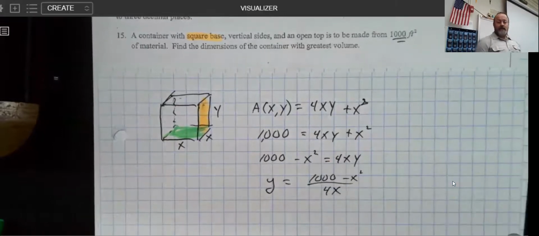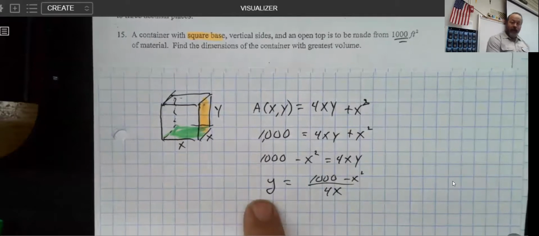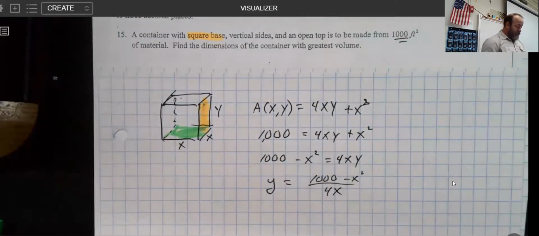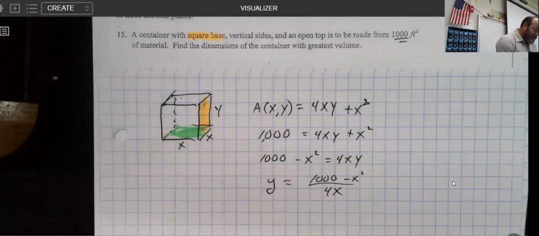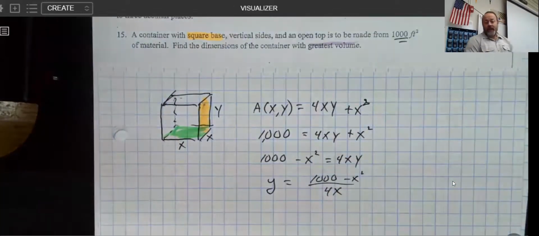So clearly as X gets bigger or smaller, it changes the value of Y. Bigger X's give less Y, bigger Y's give less X. Okay, that's fine. Now I have a relationship between X and Y, but what do I do now? They actually gave me something else that I haven't looked at yet. I've been using the idea of area throughout this problem, but the question does not ask about area. It says let's find the dimensions with the greatest volume. So I haven't even considered that.